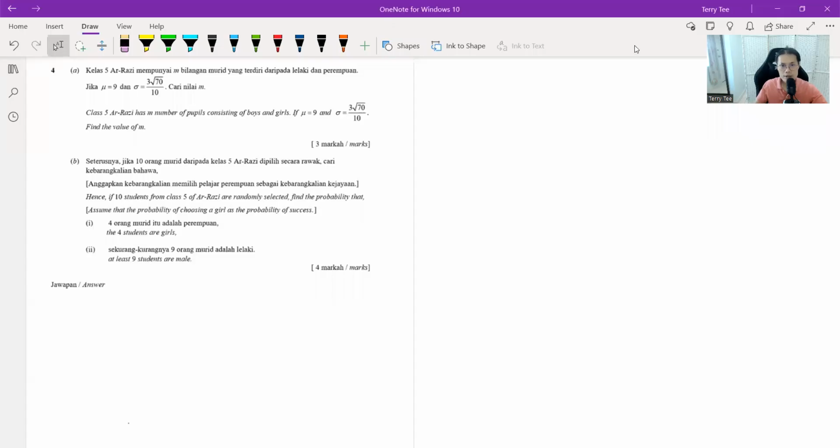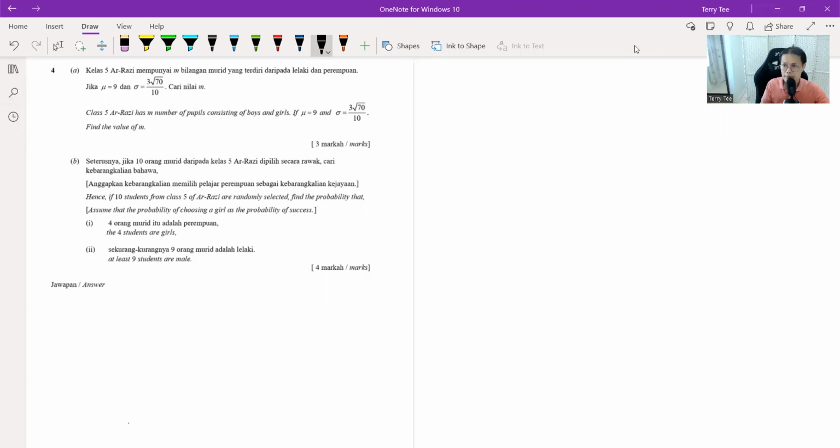Okay, question number 4. This is probability distribution, chapter 5. The first part is a binomial distribution. In fact, both are binomial actually. First part: class 5 RZ has M number of pupils consisting of boys and girls. Mu equals 9, sigma is this. Find the value of M.